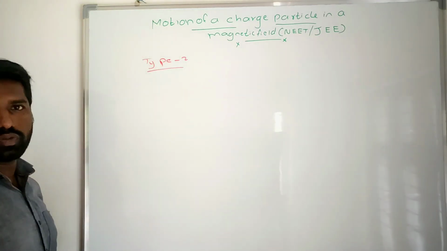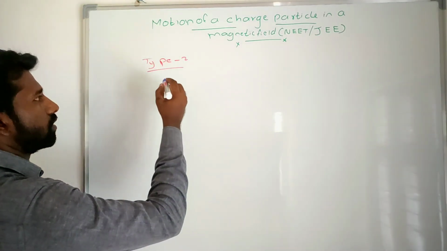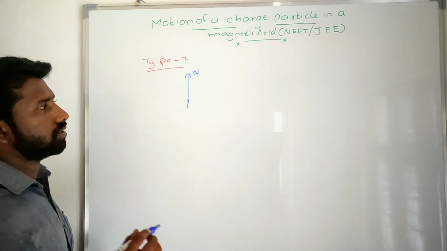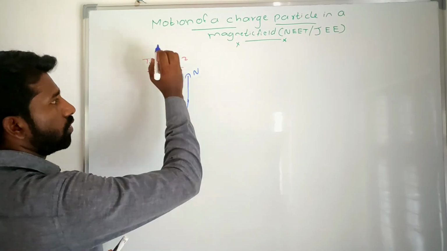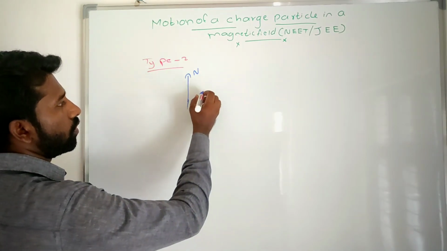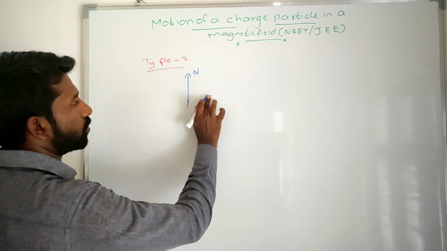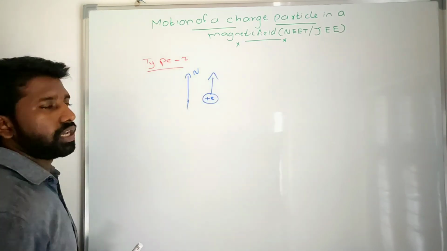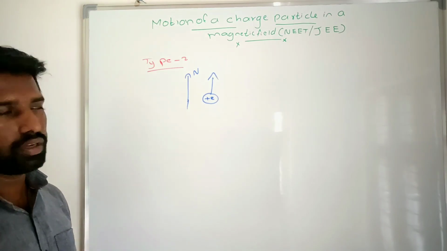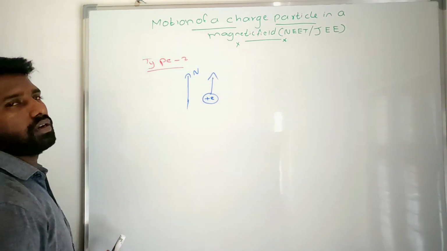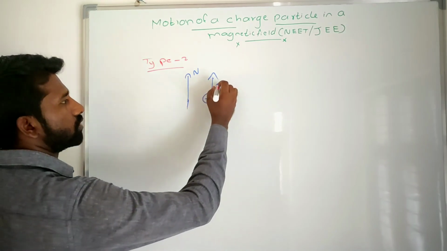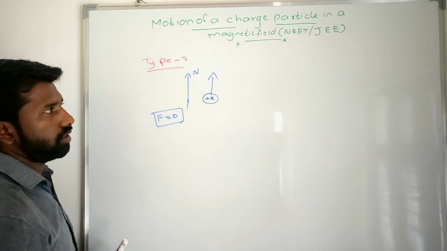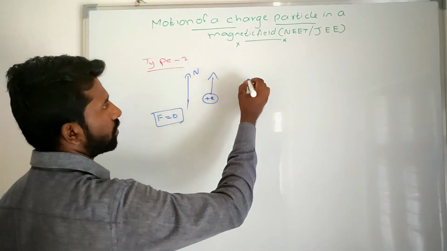In type 2, if the magnetic field is acting in the north direction, that is, if the earth's magnetic field is acting towards the north, and a charged particle, that is a proton, moves along the same direction, what is the force? Here you see that the charged particle and the magnetic field are in the same direction, so the force is 0. Clear?